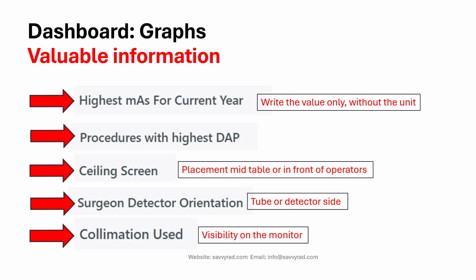You can also have a graph with the procedures with the highest DAP, where the sealing screen is placed, the orientation of the surgeon, and the detector, whether the surgeon is standing on the left or the right side and closer to the tube or the II side, and then also the collimation that's used. We use collimation, but is it visible on the monitor?